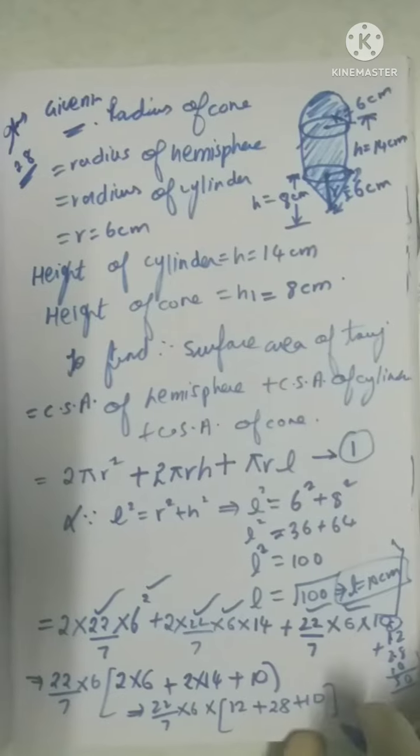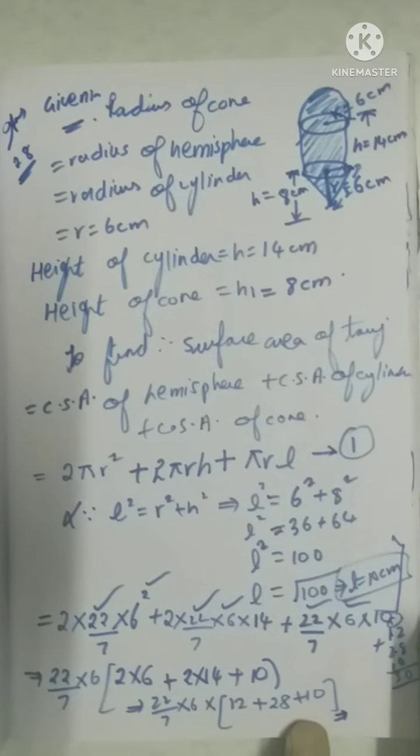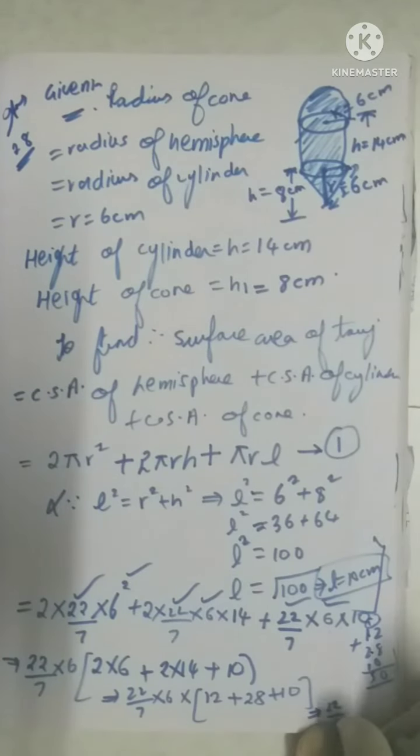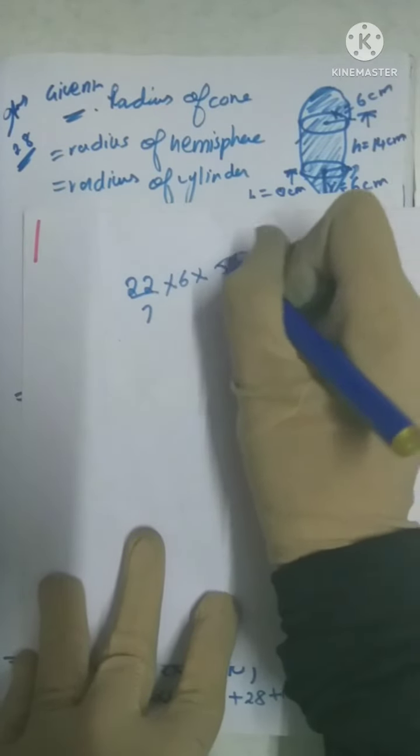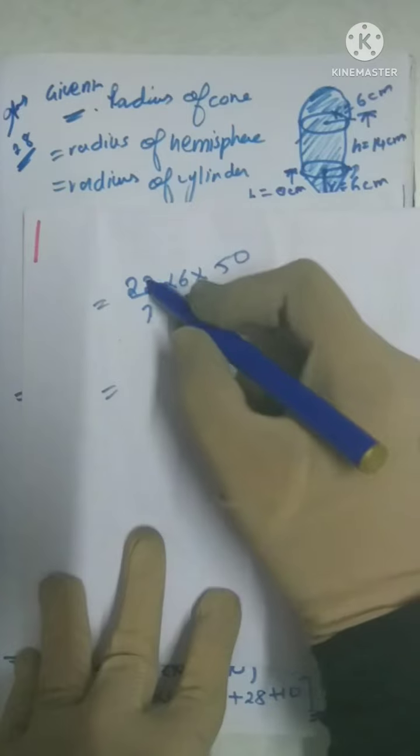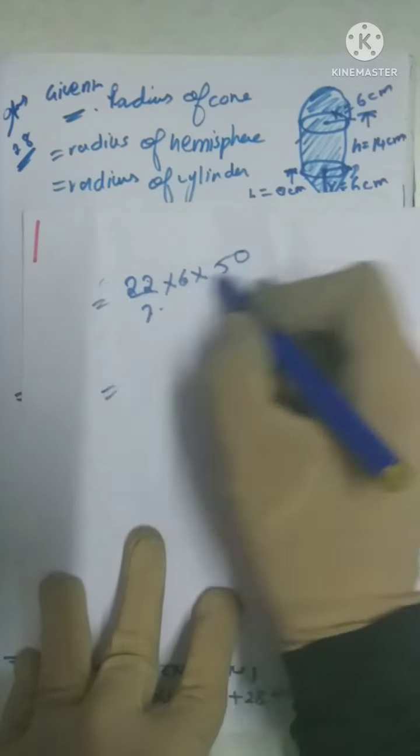50 we have. So this is nothing but 22 by 7 into 6 into 50 we have. So now you should simplify this. 22 by 7 into 6 into 50. 7 won't go in 22, 6 and 50. So multiply the numerator first.